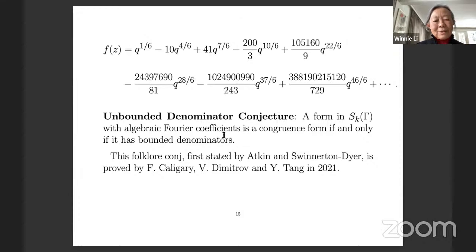So it's called the unbounded denominator conjecture. It was finally proved by Calegari, Dimitrov, and Tang. I also see that Dimitrov will give a talk on their work related to this conjecture. But this is a very nice and clean conjecture, a very nice and clean criterion for non-congruence forms.